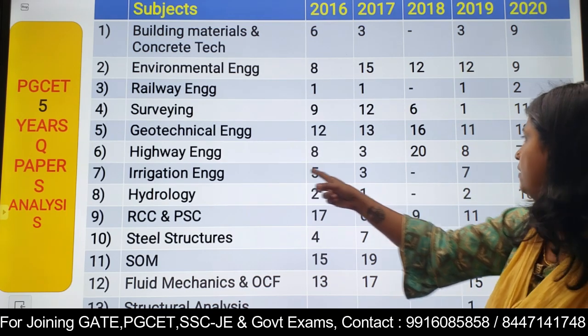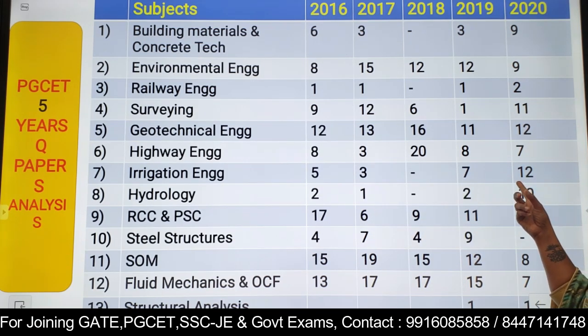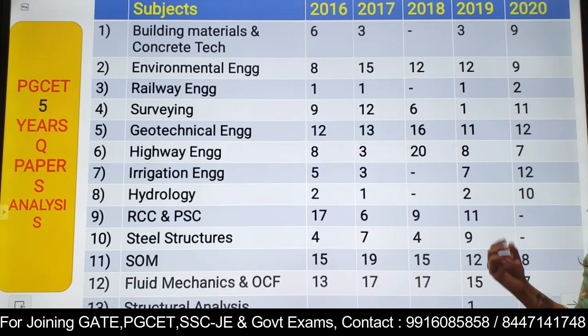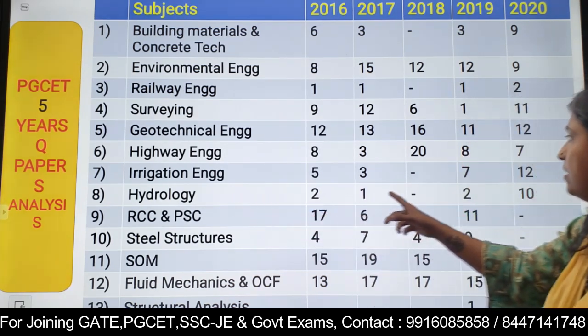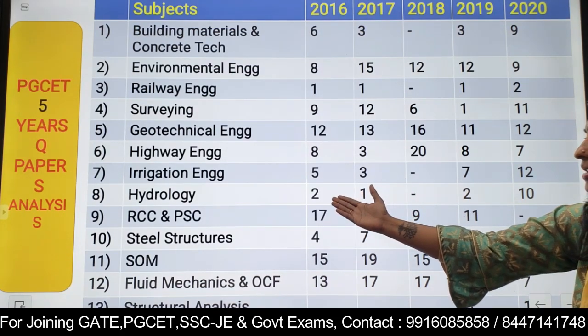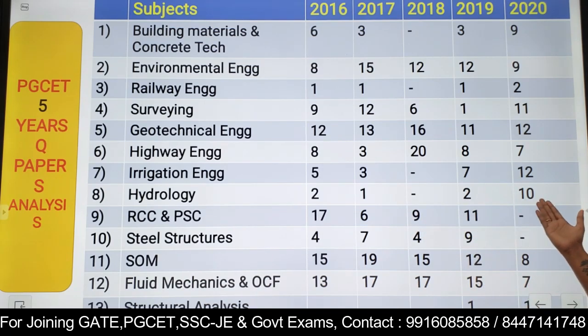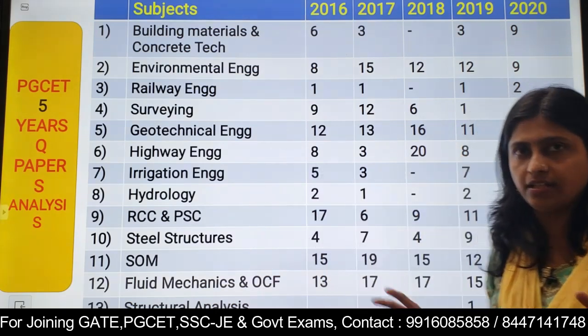Then irrigation, if you see, here no questions were asked, 3 questions, but here 12 questions. So again you can average it somewhere around 6 to 7 questions. Then hydrology, if you see here, just single digit number questions were asked, like only 2 marks, 1 mark, 0 and 2 marks. But here in last year 10 mark questions appeared from the subject irrigation.